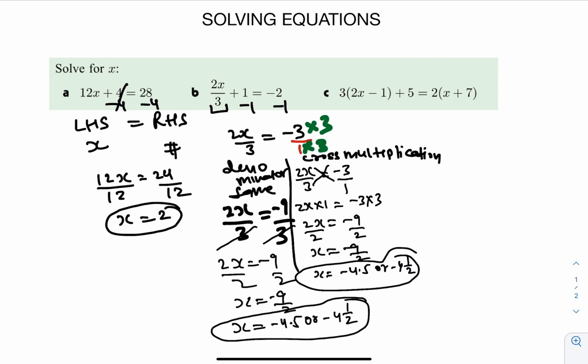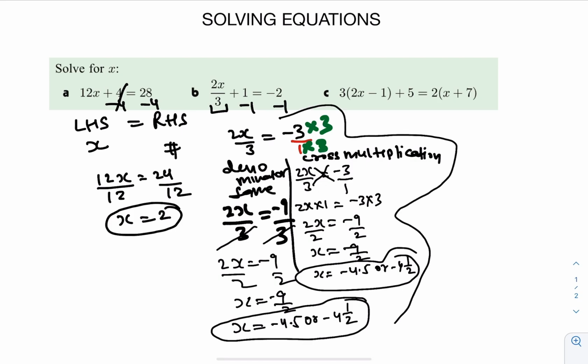Now the next question we are going to do involves some brackets. So the first step we will need to do is to open the bracket. I use these arrowheads so that we remember that when we are distributing this 3, we need to distribute this 3 to 2x as well as negative 1. So it will be 6x minus 3 plus 5 is equal to 2x plus 14.